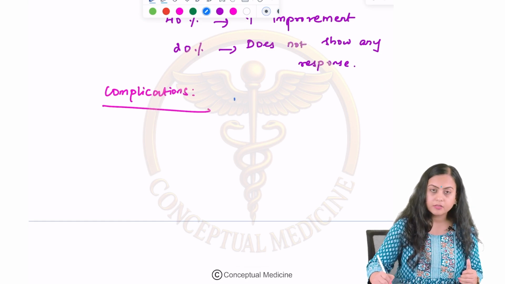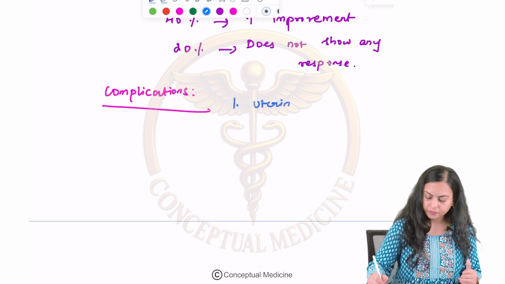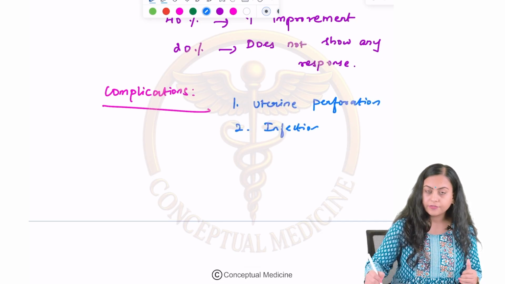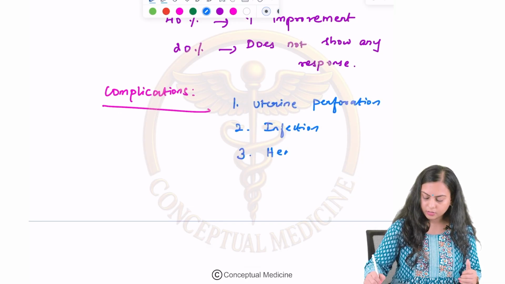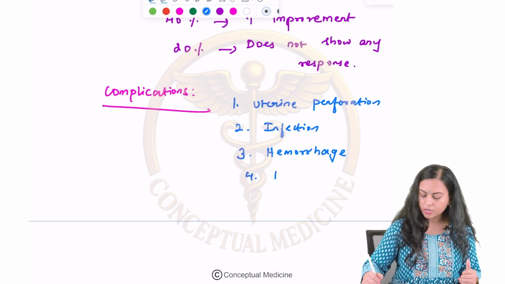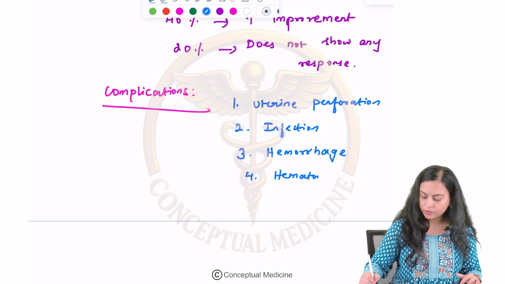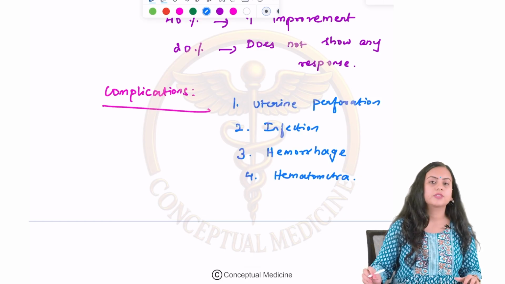Yes, there can be uterine perforation, then chances of infection, increased risk of hemorrhage, and formation of hematometra as well. Clear?